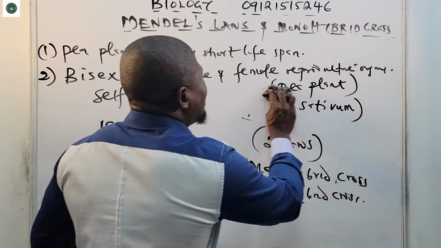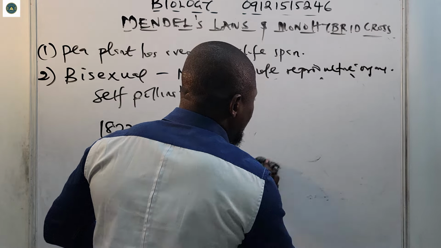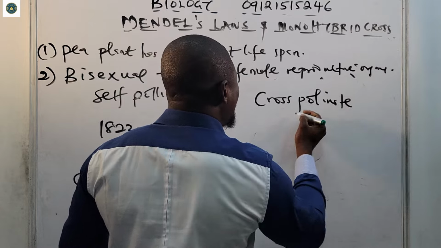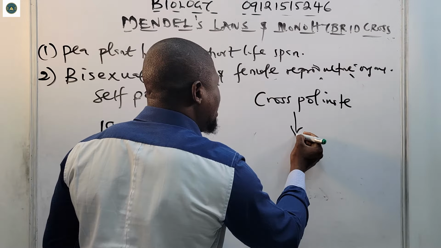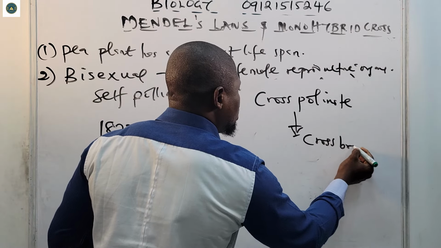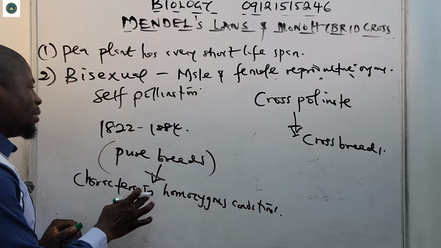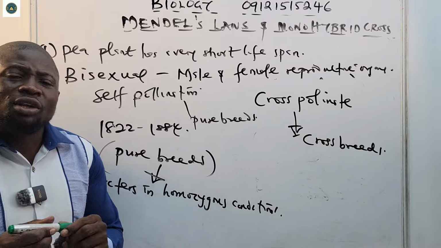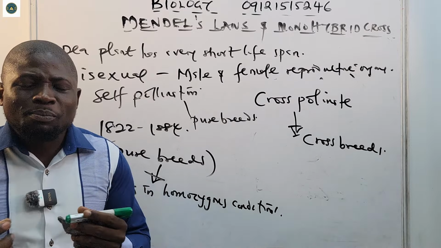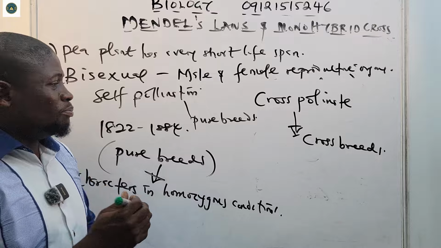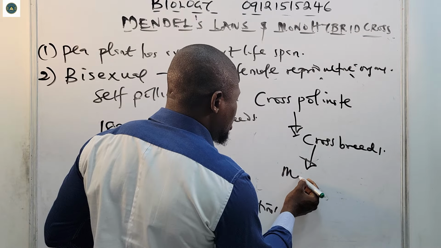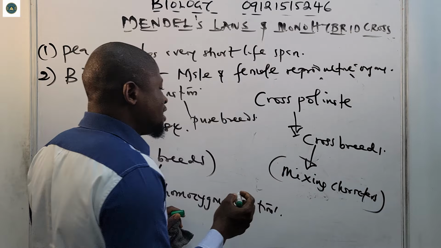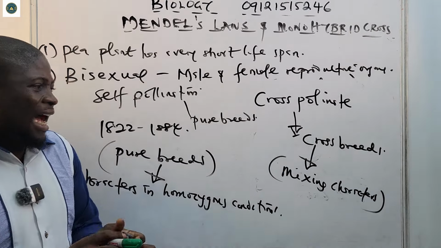Also, it can cross-pollinate. Cross-pollination will make him have cross breeds. Self-pollination will make it have pure breeds, while cross-pollination will enable you to have cross breeds. And cross breeds is when there is mixing of characters. In cross breeds, we are mixing characters.